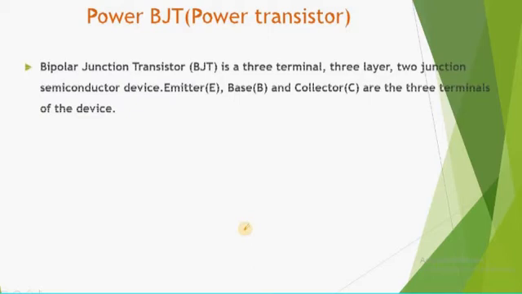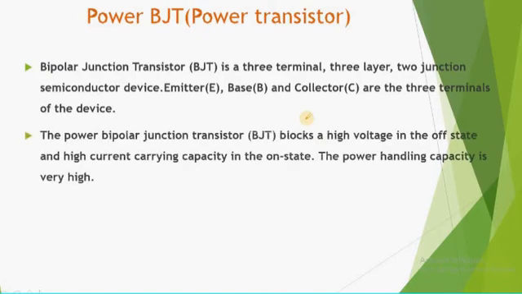Next we will see what is power BJT. Power BJT is a 3-terminal device. Emitter, base and collector are the 3 terminals of the device, and it blocks high voltage in off state and has high current carrying capacity in on state. That's why it is used for main high power application.